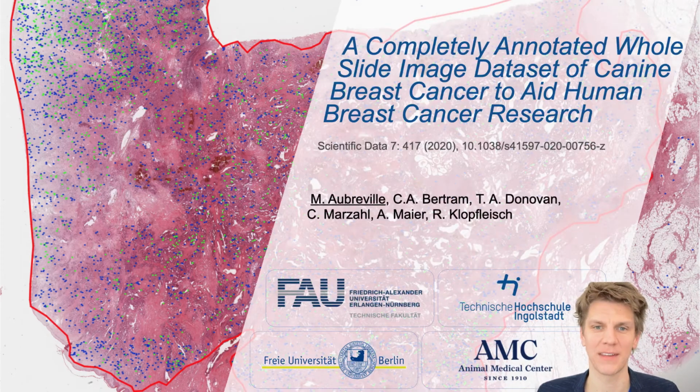Hello everyone, and a very warm welcome to this talk, which is entitled A Completely Annotated Whole Slide Image Dataset of Canine Breast Cancer to Aid Human Breast Cancer Research. My name is Marc Operwill and I'm from Technische Hochschule Ingolstadt, and I'm presenting work today that we did at FAU in close collaboration with Robert Klopfleisch and Christoph Bertram from FU Berlin and with Tareen Donovan from Animal Medical Center, New York, United States.